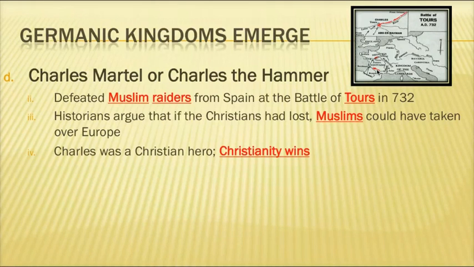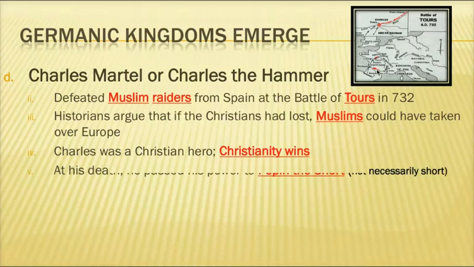So Charles wins, which makes Charles a Christian hero. Christianity wins. It's really a big turning point for Europe and for the Christians. Again, things could have been very, very different in the eyes of history had he lost. At his death, he passed his power on to Pepin the Short.